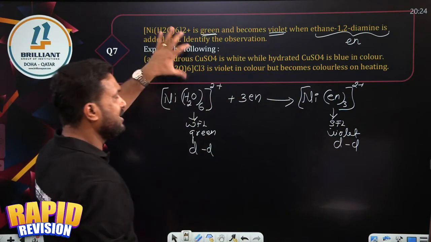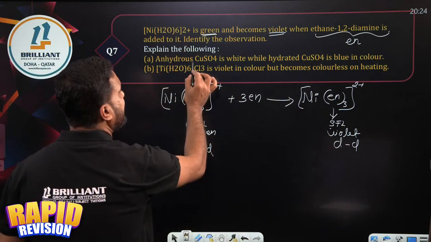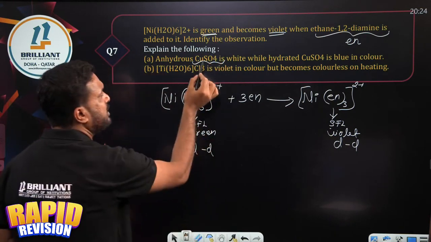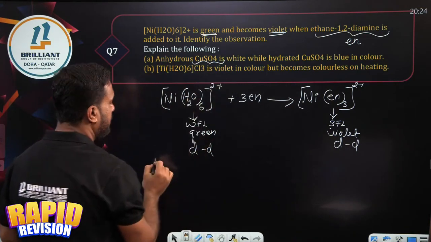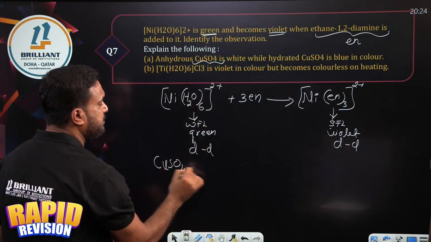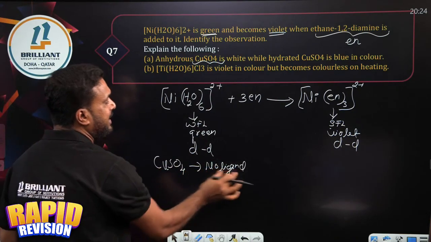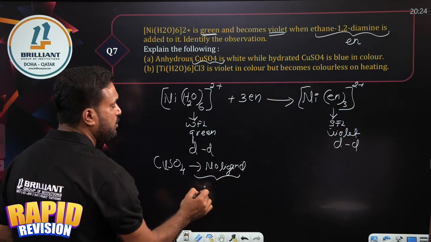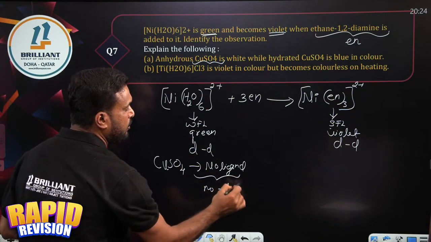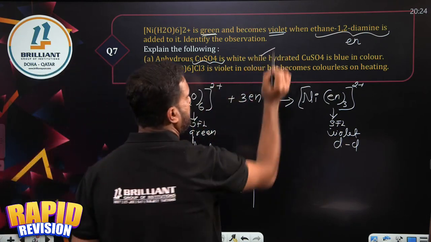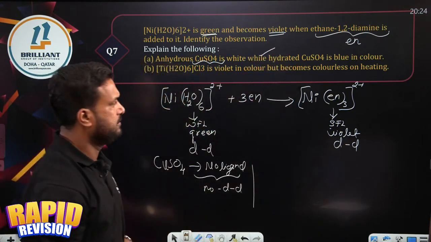Explain the following. It's a related question. That's why I gave anhydrous CuSO4. Anhydrous CuSO4 means there is no ligand, because when water is added it acts as a ligand. No ligand means no d-d transition. No d-d transition means no color. White means colorless in chemistry.